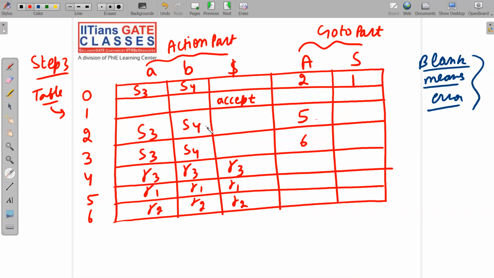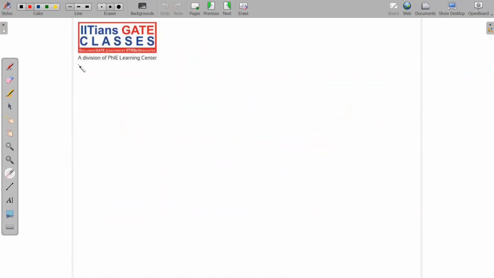Okay, now comes the algorithm part. Now I'm going to show you how the algorithm actually works. Okay, please pause the video, note it down. I will jump to the next slide now. Yes, so now comes the algorithm. Let us suppose my string is double A double B dollar, like this. This is my string. Okay, and here we have stack.